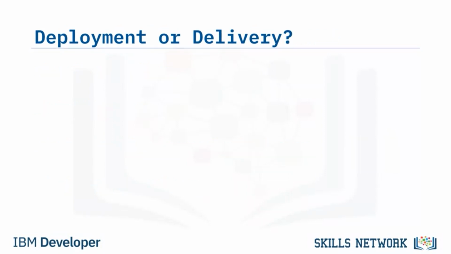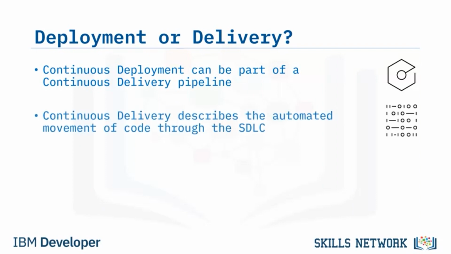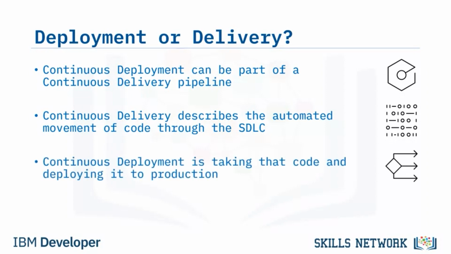So what's the difference between continuous deployment and continuous delivery? Continuous deployment can be part of a continuous delivery pipeline. Specifically, continuous delivery is the automated movement of code through the development lifecycle or delivery lifecycle once it passes the required automation test. Continuous deployment is taking that delivered code and deploying it into production.